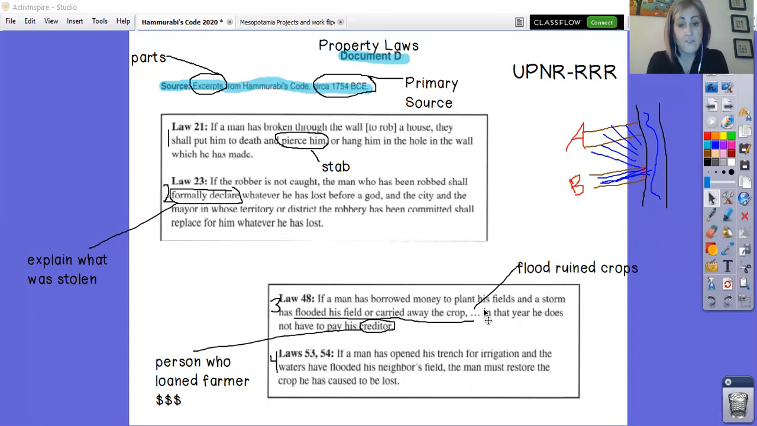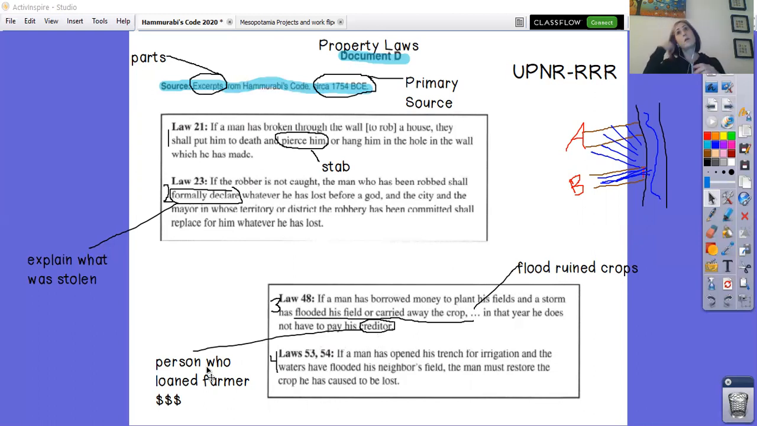paragraph 3. If a man has borrowed money to plant his fields and a storm has flooded his field or carried away the crops. So basically that means if a flood comes and ruins his crops in that year, he does not have to pay his creditor. And a creditor is a person who loaned the farmer money.